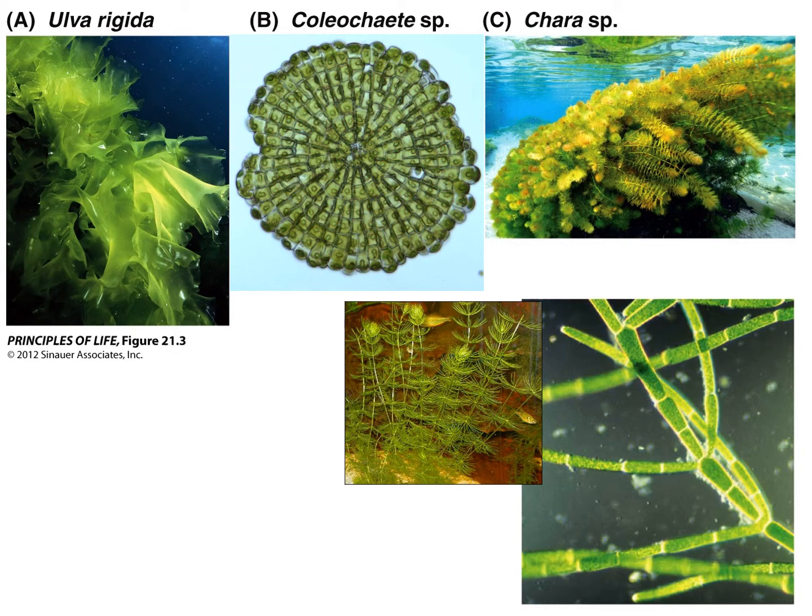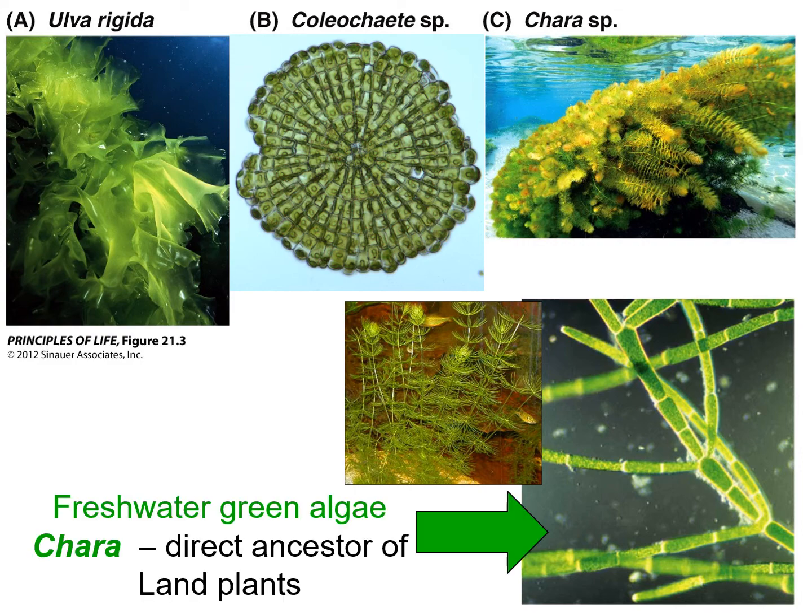Okay, so here we have some green algae, and those chara and Coleochaete, which are believed to be the most recent living ancestors of higher plants. So this freshwater green alga chara is often regarded as the direct ancestor. Here you can see it growing in the water, and here's a close-up, and we'll also look at that in some detail in the lab.